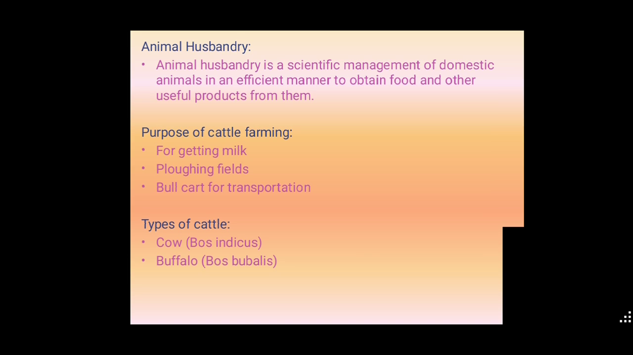Next, the purpose of cattle farming. What are the uses of cattle farming? We get milk, ploughing of fields, and bullock carts for transportation. We use cattle mainly for these three purposes. Next, there are two types of cattle. Cow is also called Bos indicus. Buffalo we call Bos bubalis. These are the two types of cattle we use under cattle farming.